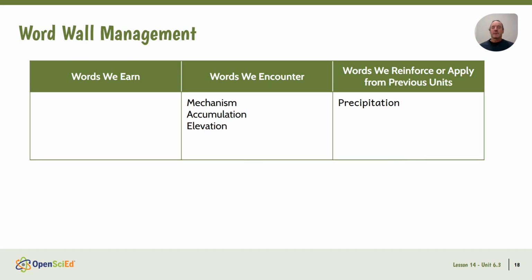There aren't really any word wall words in this lesson. However, the words that I've listed here are ones that we've encountered and that my students didn't really fully understand. So the ideas of mechanism, accumulation, and elevation were 3 that really threw them off. And of course, precipitation is a word left over from the earlier unit that they'll revisit or reinforce as they go about here.